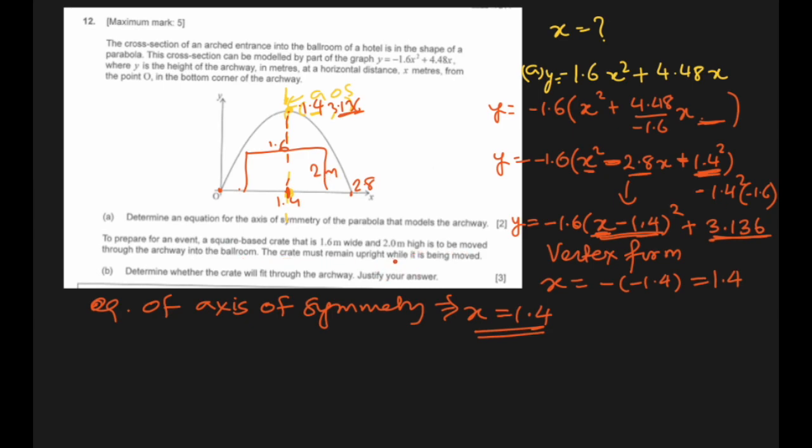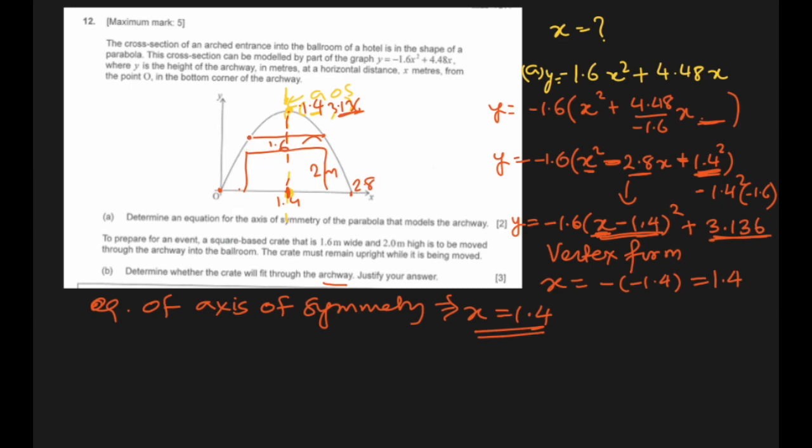The crate must remain upright. That means you can't just tilt or rotate it so that the 1.6 goes up and the 2 comes this way. No, you can't, because maybe something inside can spill or break. Determine whether the crate will fit through the archway. Justify your answer. Basically, they're asking: when the height is 2 meters on this arch, is the width 1.6 or more, so that the crate can go inside? If it is less than 1.6, the crate will get stuck.